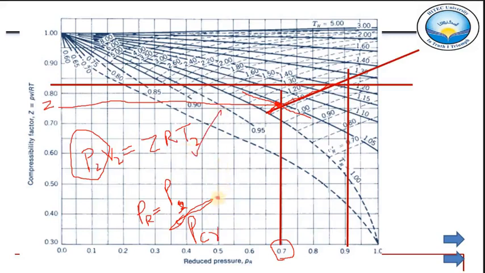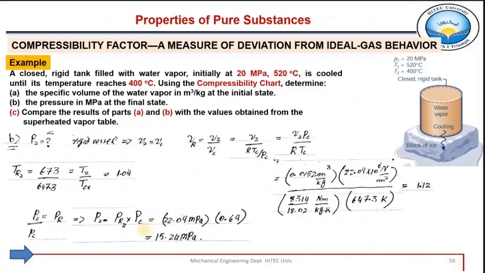So either use this equation or use this equation to find out the unknown P2, because we have seen Z, which you can read from here, or PR from here. So either use this or this to find out the pressure at state 2. So we have calculated P2 is equal to PR2 into P critical. So here is the PR2 into P critical. That comes out to be 15.24 megapascals.